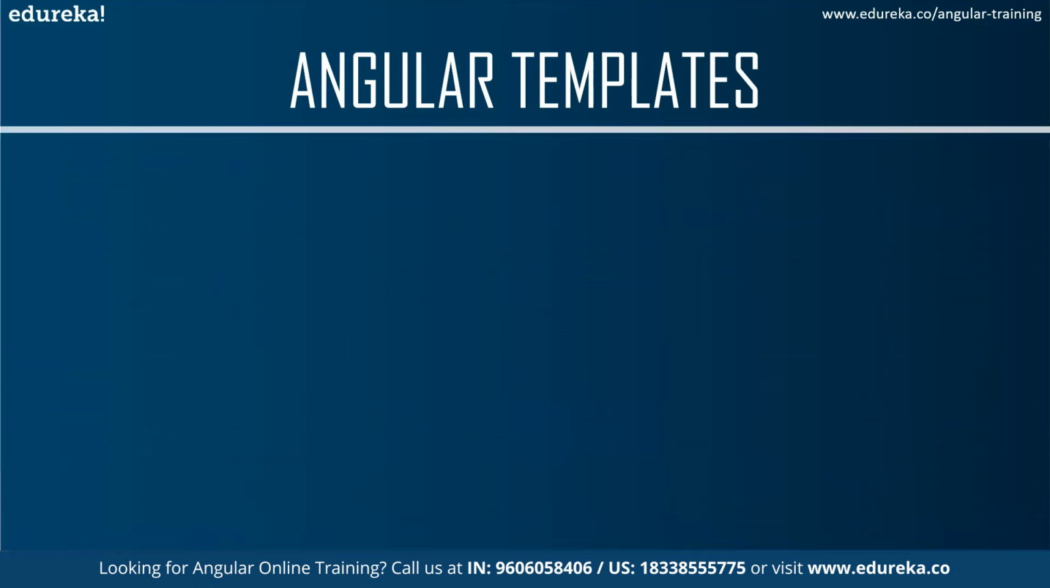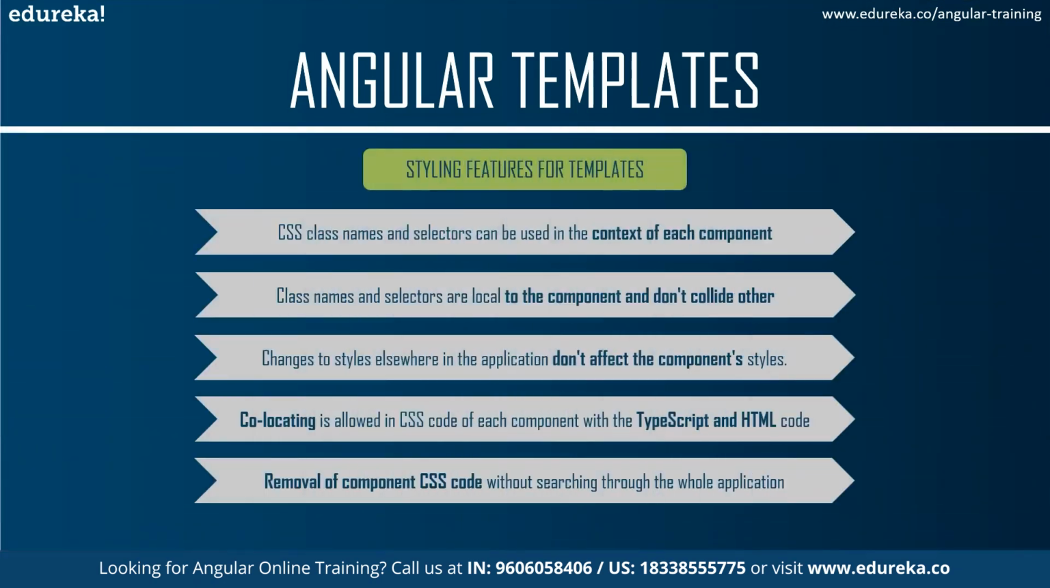Now, let's look at some of the styling features of templates. Basically, for CSS, there is a context for each component which has selectors that can be used. There are class names and selectors which are local to each component, and they do not collide with each other.